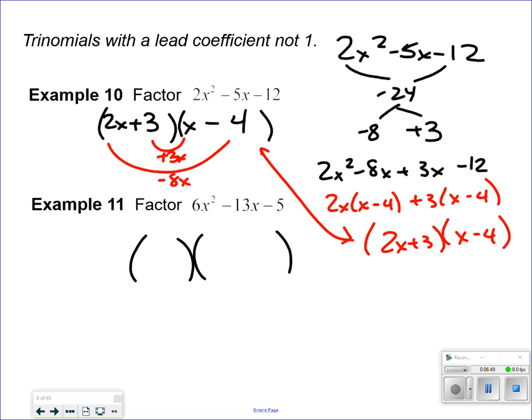And I'm going to try to guess two things that will multiply to be 6x squared. So 2x and 3x. Those would be two things that I would say would multiply to be 6x squared. Now for, again, the guess part, I want negative 5 times a positive 1. Check. The inner and the outer make negative 15x and positive 2x, which adds up to the middle, and then that's the correct answer.